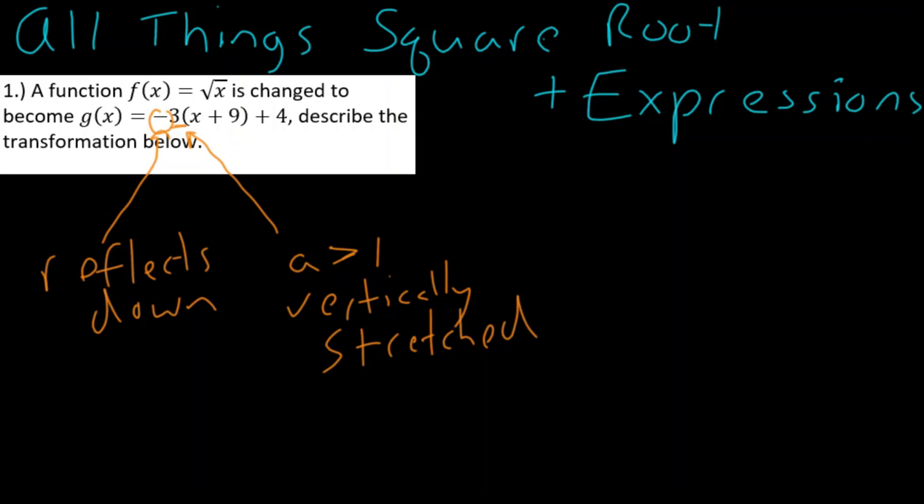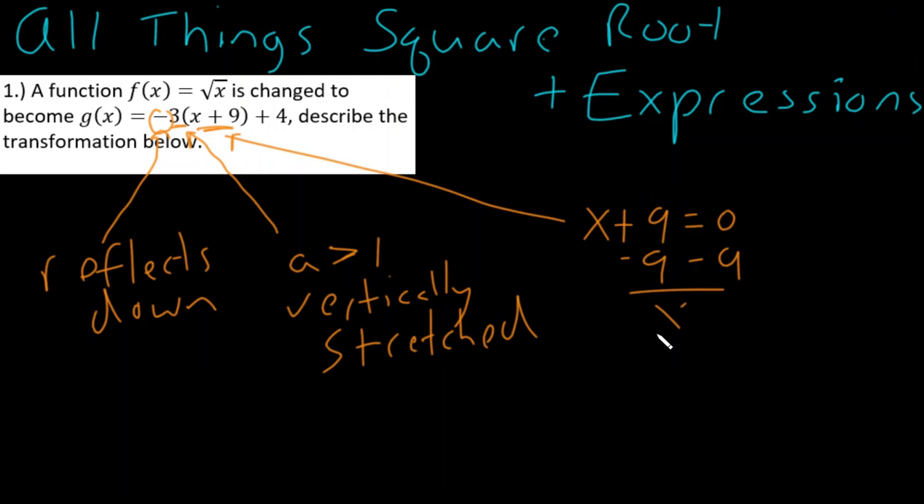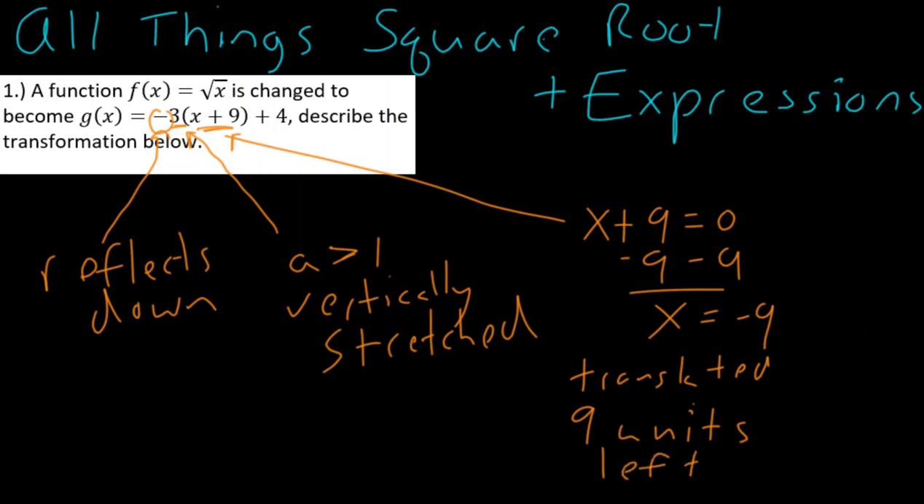Alright, moving on. I look at the inside of my parentheses. I set my x plus 9 equal to 0. Of course, solving for x, I see that x is equal to negative 9. And we see that this was translated 9 units. And think about it, it's actually a negative 9, so 9 units left.